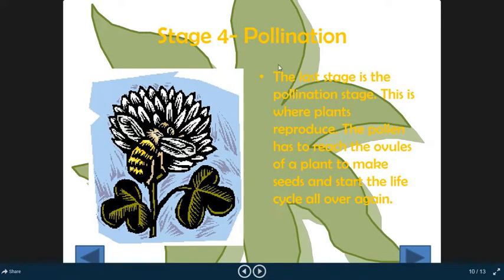Stage 4, pollination. The last stage is the pollination stage. This is where plants reproduce. The pollen has to reach the ovules of a plant, to make seeds and start the life cycle all over again.